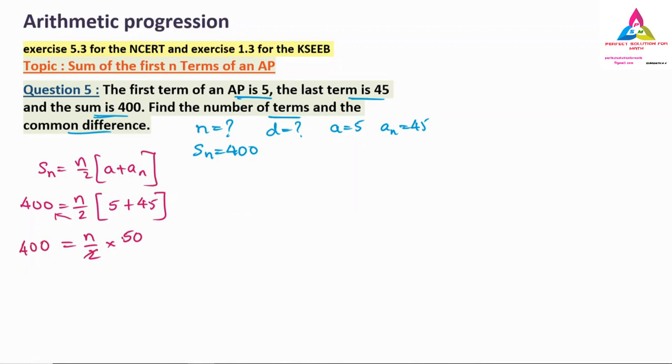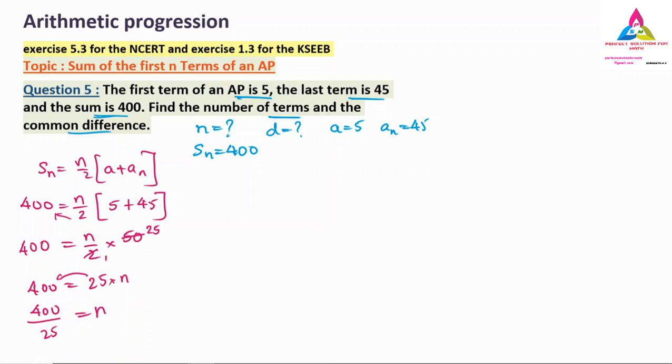Now this 2 and this 50 can be cancelled because both are even numbers. 2 ones are 2, 2 twos are 4, 25 is left. So 400 is equals to 25 into n. Remember, n into 25 is 25 into n. So 400 we write down as it is, but now the unknown thing is nothing but n. We have to keep that unknown n on one side, and this 25 we have to shift. So when you shift the 25, it will divide, because here we have multiplication.